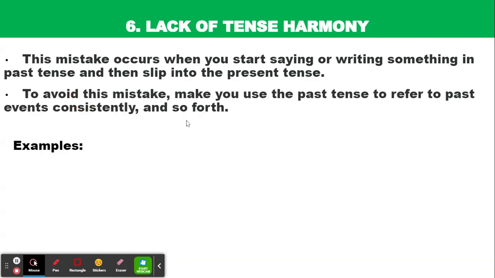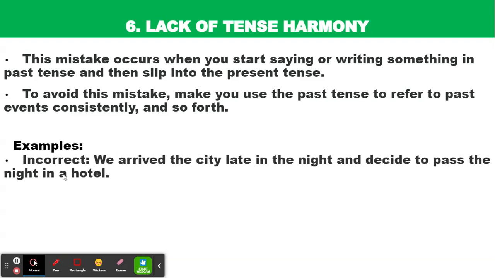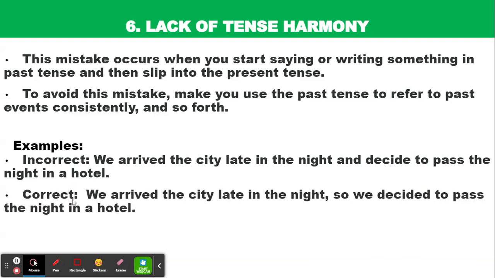To avoid this mistake, you need to make sure that you use one tense consistently. If you are using the past tense to refer to past events, you should do that consistently. For example, "We arrived the city late in the night and decide to pass the night in a hotel." You begin with the past tense, arrived, and then you change to a present tense, decide. That makes it incorrect. There is no tense harmony in that sentence.